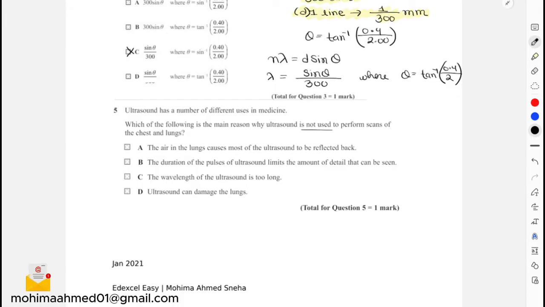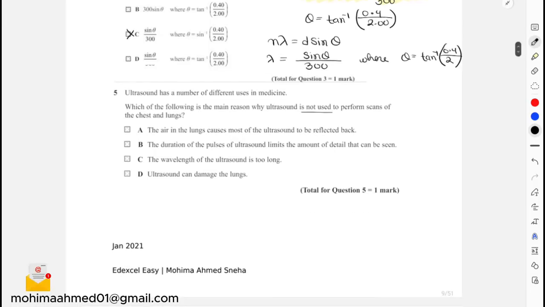The duration of the pulse of ultrasound limits the area of detail that can be seen. The wavelength of the ultrasound is too long. The ultrasound can cause damage to lungs. No, if ultrasound was actually harmful, then it would create harm. I mean, it would be harmful for all the parts of your body, right? Not just for lungs. So obviously option D is not correct.